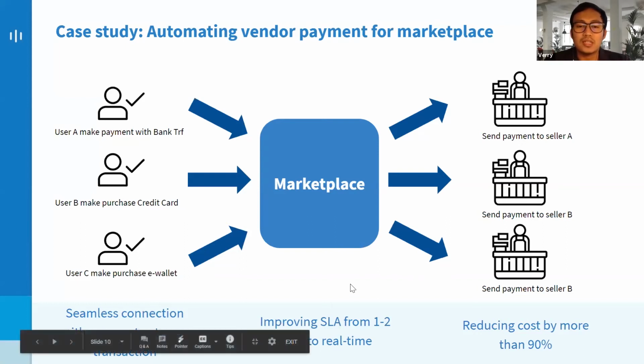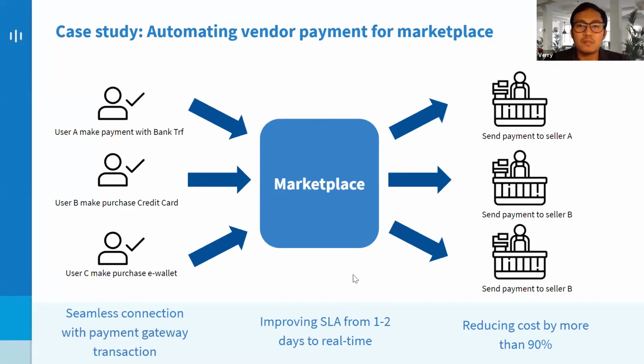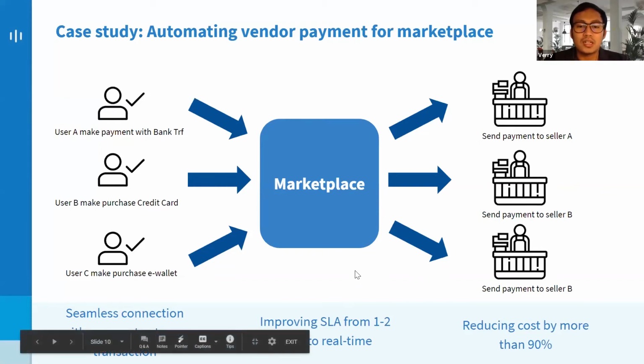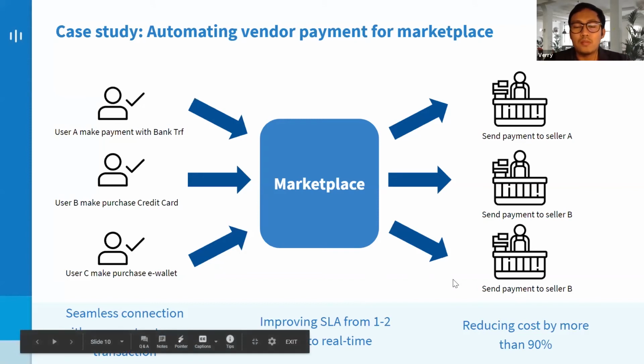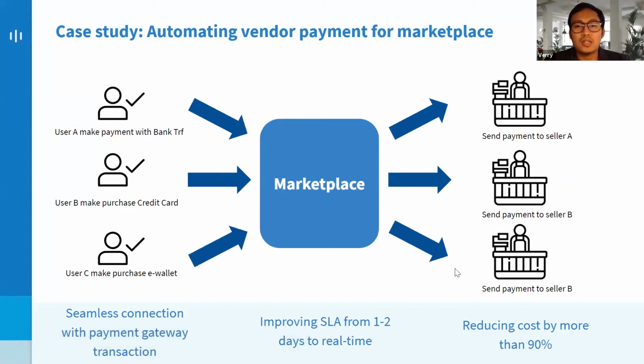By using Iris, we can make sure all transactions can be done in real time without relying on the SKN and RTGS cut-off time. And also we can reduce the cost by more than 90%. A typical money transfer, for example, costs about 5,000 and up to 25,000 IDR per transfer for large volume transactions. By using Iris, the transaction cost can be a lot cheaper than the normal methodology.